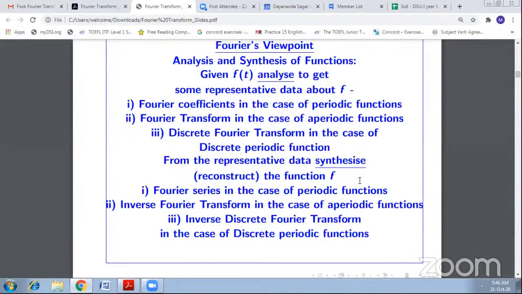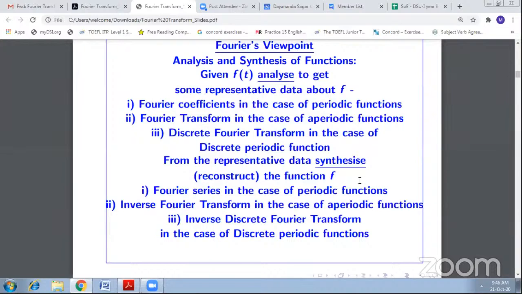In the case of aperiodic functions, the Fourier transform is the representative data. In the case of the discrete Fourier transform, it is discrete periodic functions for which we use the discrete Fourier transform. Now, once we have the data, we analyze the data. From that information, we synthesize back the function, that is, reconstruct the function.